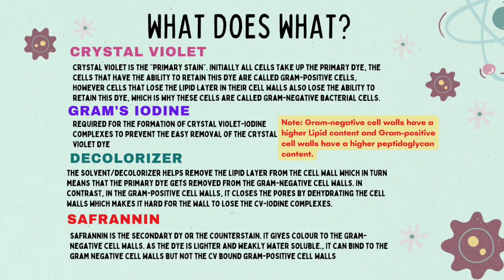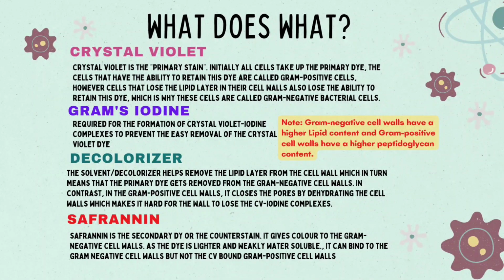Now, why do we only use crystal violet, gram's iodine, decolorizer, and safranin? Crystal violet is the primary stain. Initially, all the bacterial cells take up the primary dye, which is the crystal violet. The cells that have the ability to retain this dye are called gram-positive cells. However, cells that lose the ability to retain this dye are called gram-negative bacterial cells.